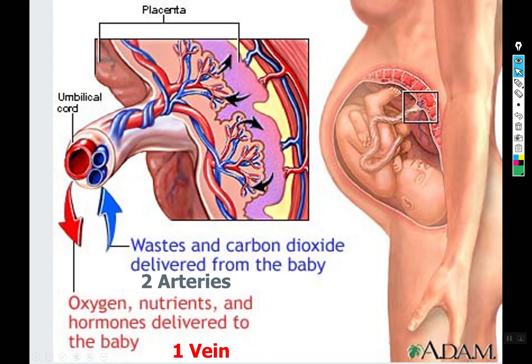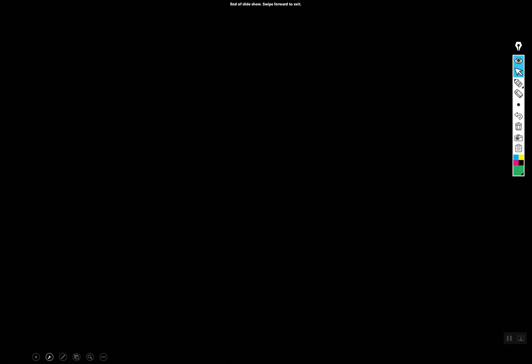So the artery-vein dichotomy here is also reversed, just like in the pulmonary circuit, because now we're talking about whether blood is being carried to or away from the baby rather than the heart. And that is it for embryology.